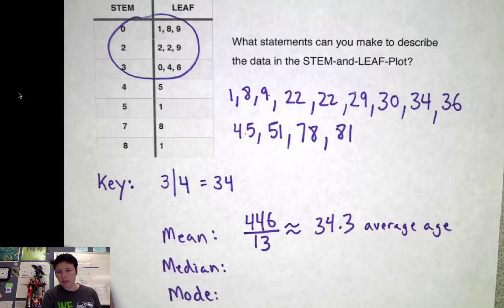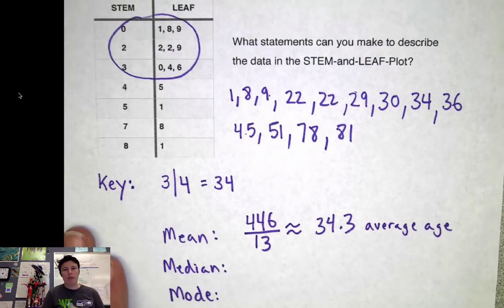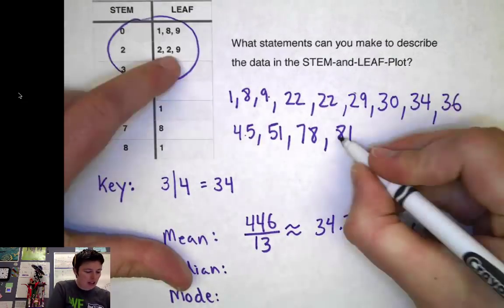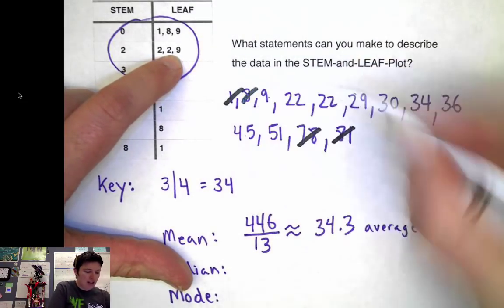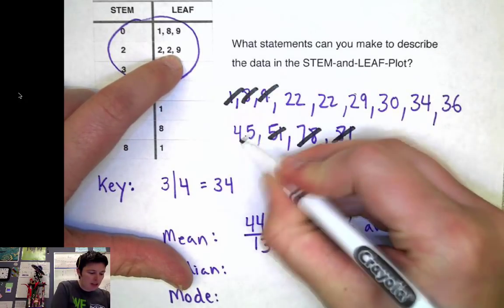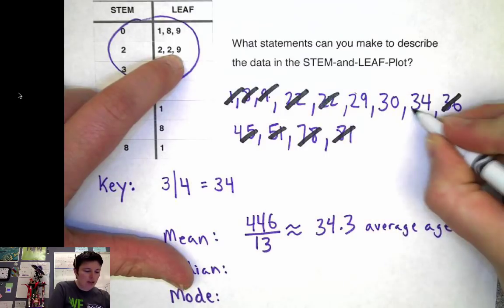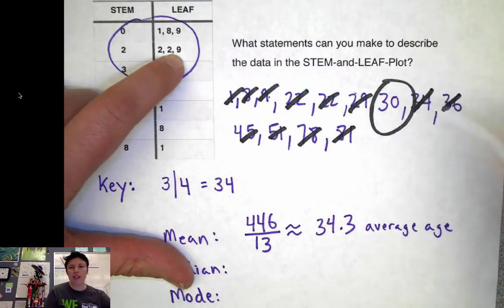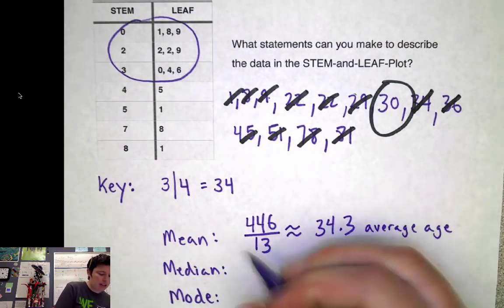Median means middle, so we have to find the number that is in the middle. I like to do it by just kind of eliminating from the lowest and the highest. So 81 and 1, that's the highest and the lowest, and 78 and 8. And I kind of like to just continue this pattern until I get to my center to see what is in the middle. And it looks like 30. 30 is in the middle. So our median age is going to be 30.